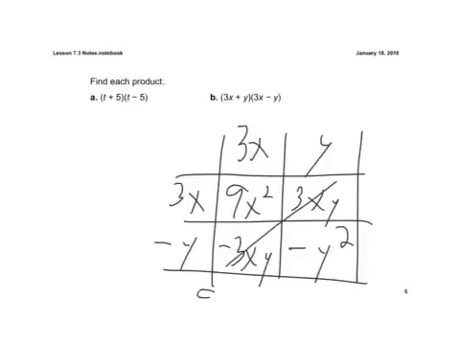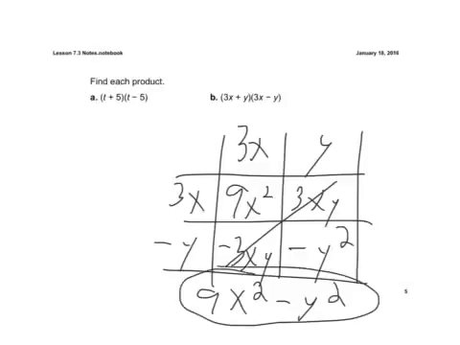Those cancel out. So my final answer is 9x squared minus y squared. Which again, if you notice, is a difference. Difference means subtraction of two perfect squared terms.